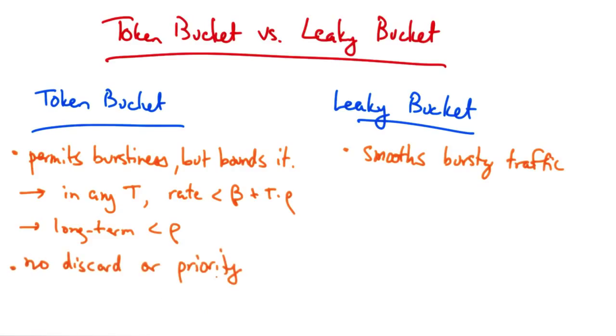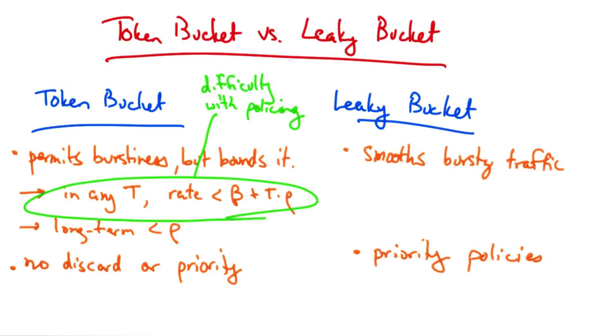Token buckets have no discard or priority policies, whereas leaky buckets typically implement priority policies for flows that exceed the smoothing rate. Both are relatively easy to implement, but the token bucket is a little bit more flexible since it has some additional parameters that we can use to configure burst size.